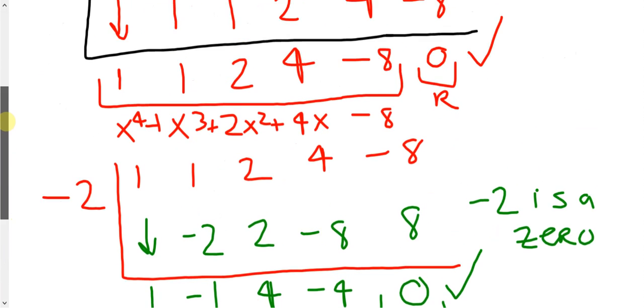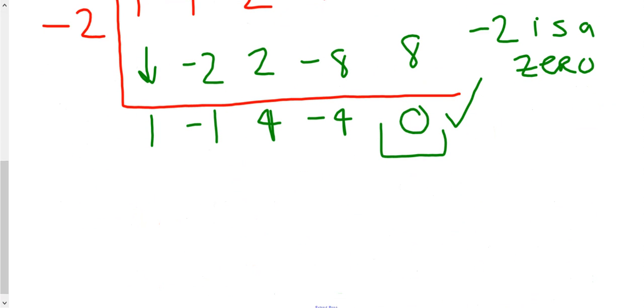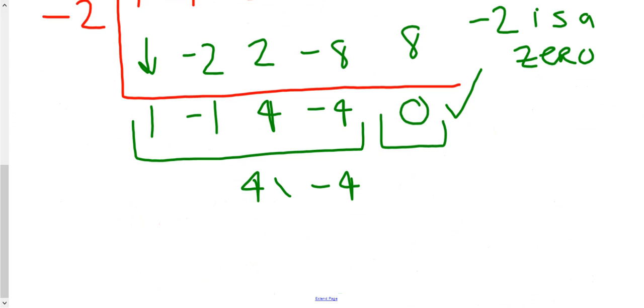So now I've confirmed that both negative 2 is a 0 and 1 is a 0. So now what I'm left with is I had a remainder of 0, and I'm left with this as my quotient. And I can rewrite this as a negative 4, 4x, negative 1x squared, and 1x to the third. I now need to continue to see if I can factor this.